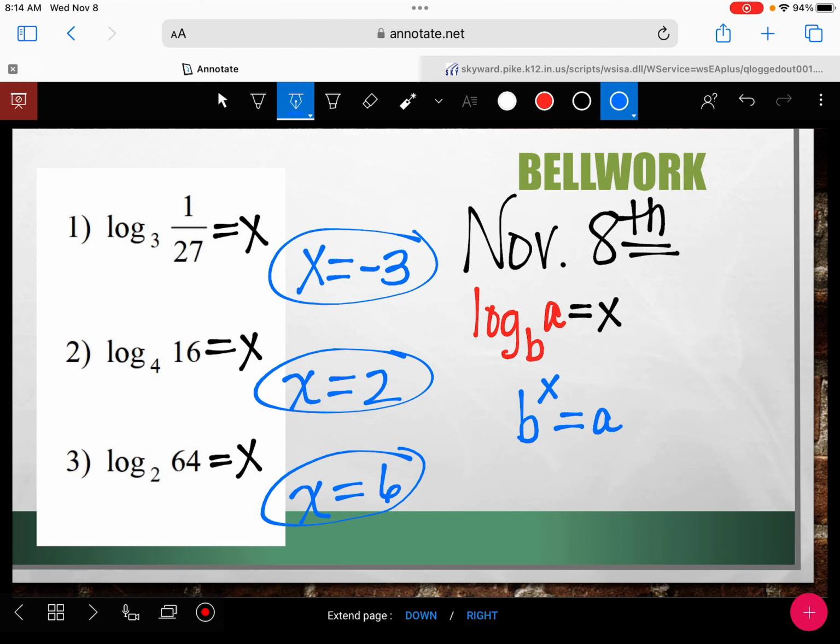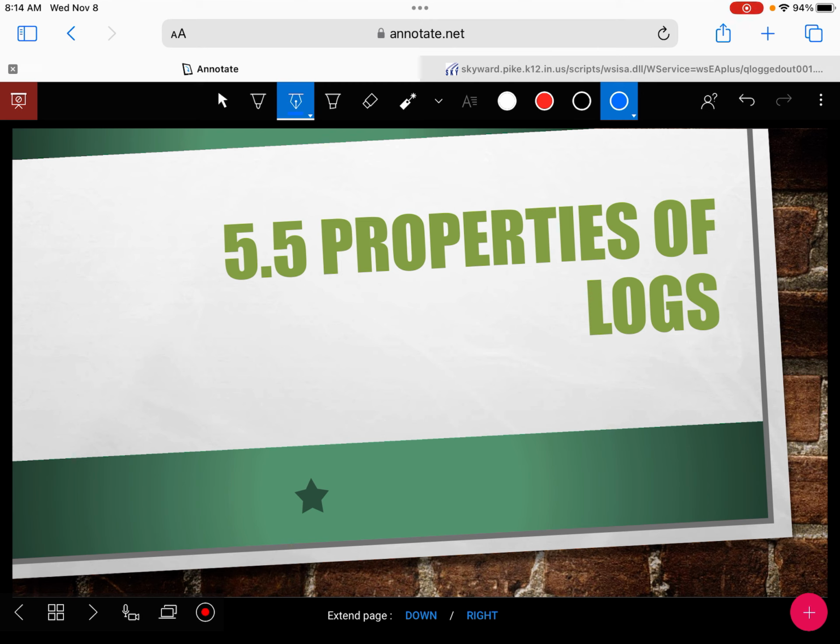All right, so if you're titling your notes, we're going to start 5.5. So draw a line. Let's get started with our new section. 5.5 is properties of logs.